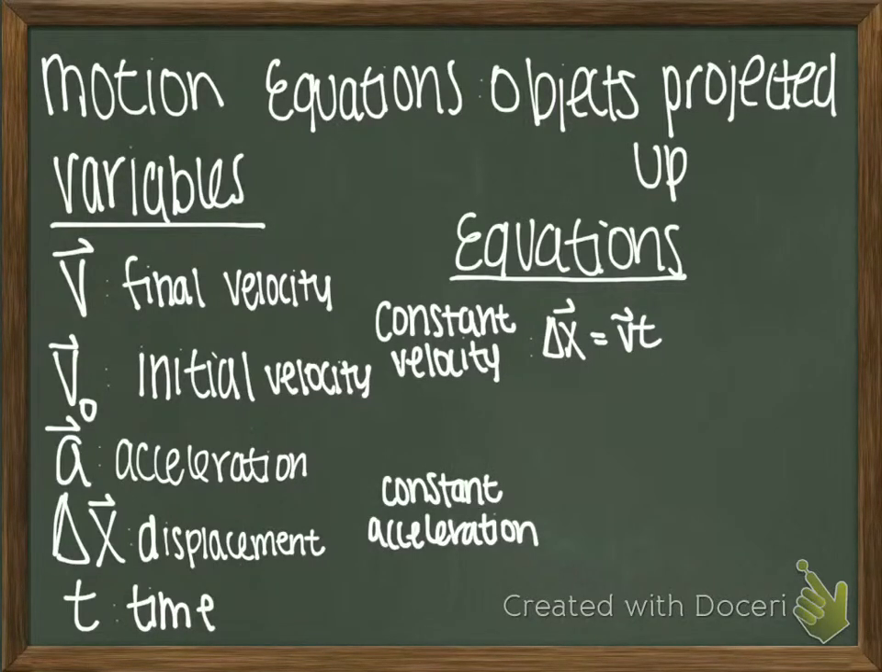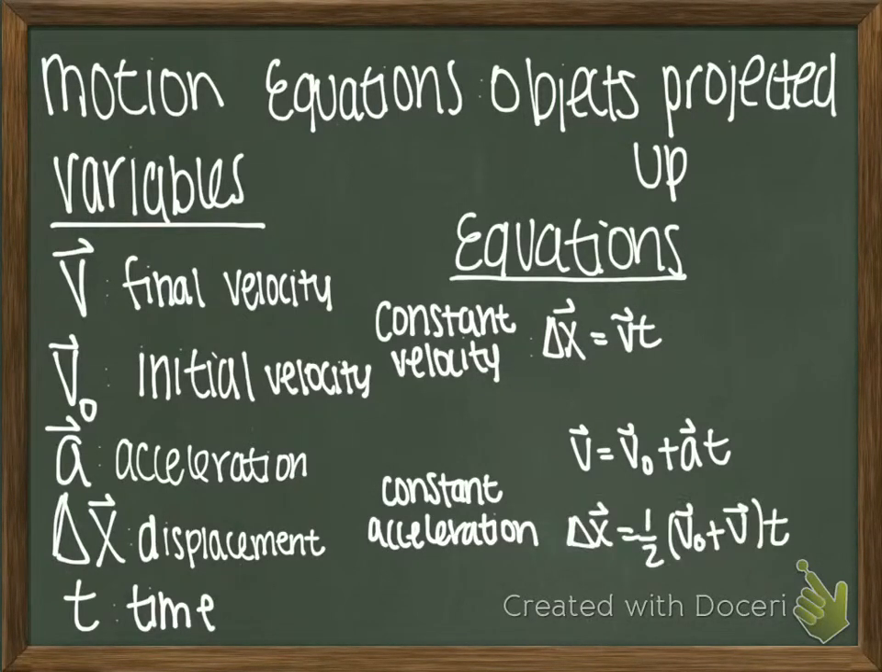Constant acceleration equations consist of three different equations. The first one says that the final velocity is equal to the initial velocity plus the quantity of the acceleration multiplied by the time. The next equation says that the displacement, or change of x, is equal to half of the sum of the initial and final velocities multiplied by the time. Finally, we have the change in x, or displacement, equals the initial velocity multiplied by time plus half of the acceleration multiplied by time squared.